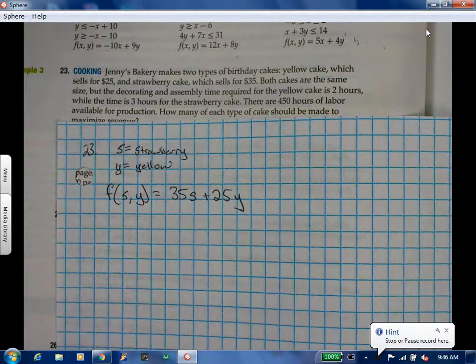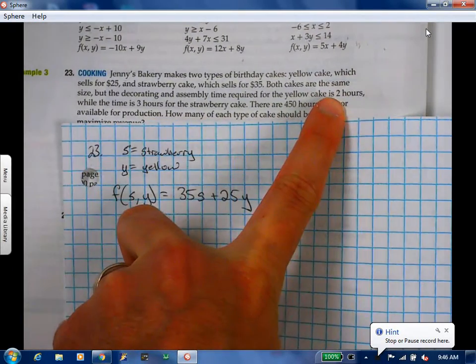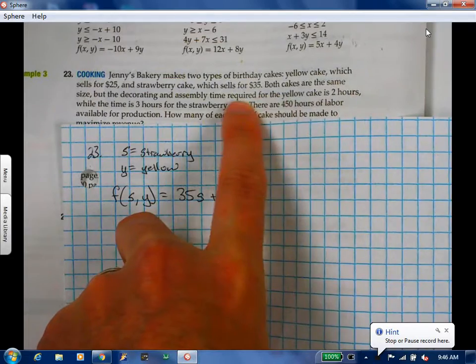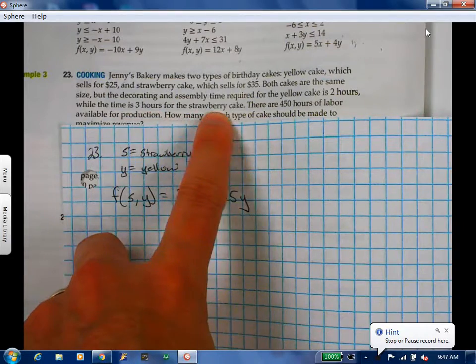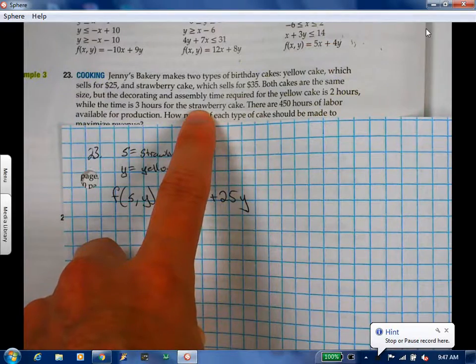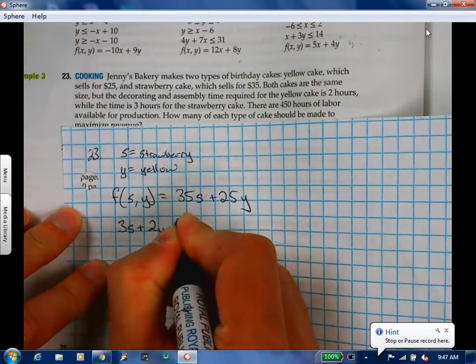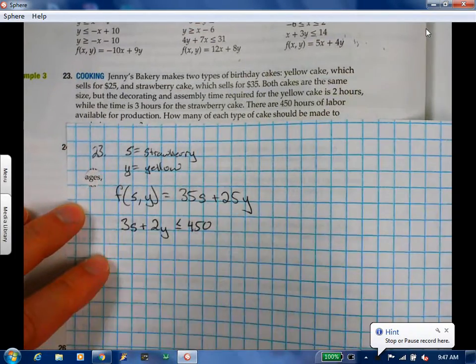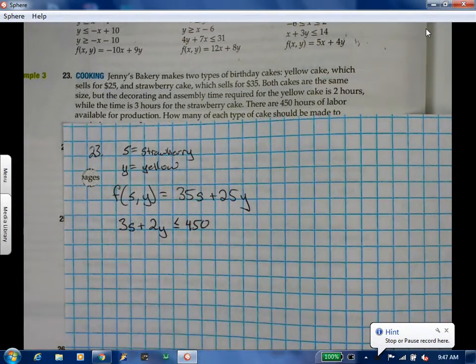Now what does S represent? Does it represent a time or does it represent a quantity? Okay, so these variables represent quantities. So in order for it to represent a time, you have to take it times a time. So it's not going to be S plus y. But if a strawberry cake takes 3 hours, it's going to be S times 3. So it's going to be 3S plus 2y has to be less than or equal to 450. So it's 3 hours for a strawberry cake, 2 hours for a yellow cake, and we have less than 450 hours. So you can use your labels to help you figure that out. Hours, hours, hours.